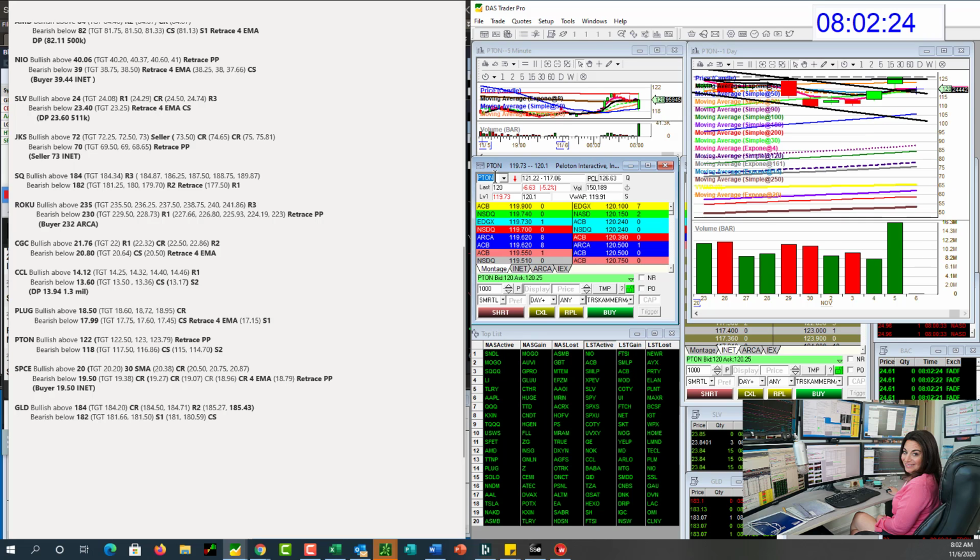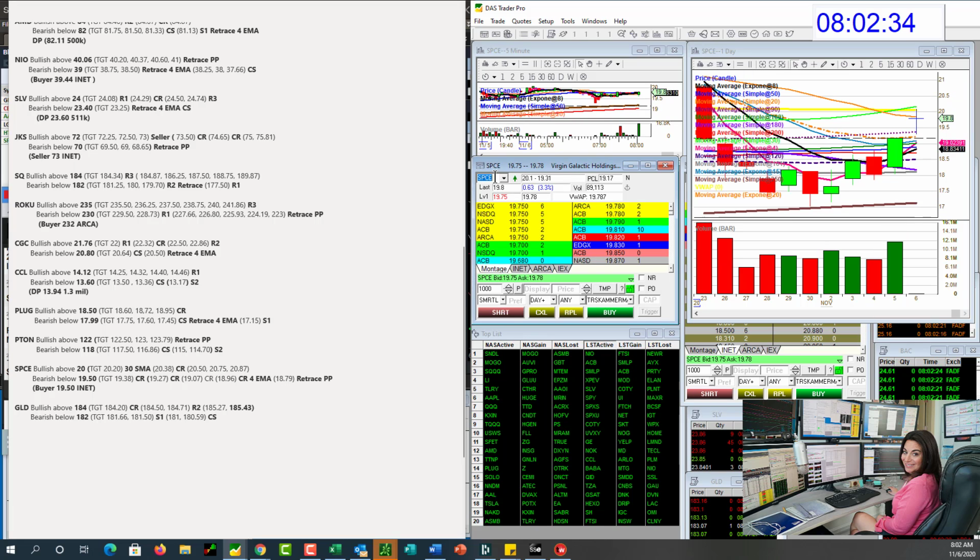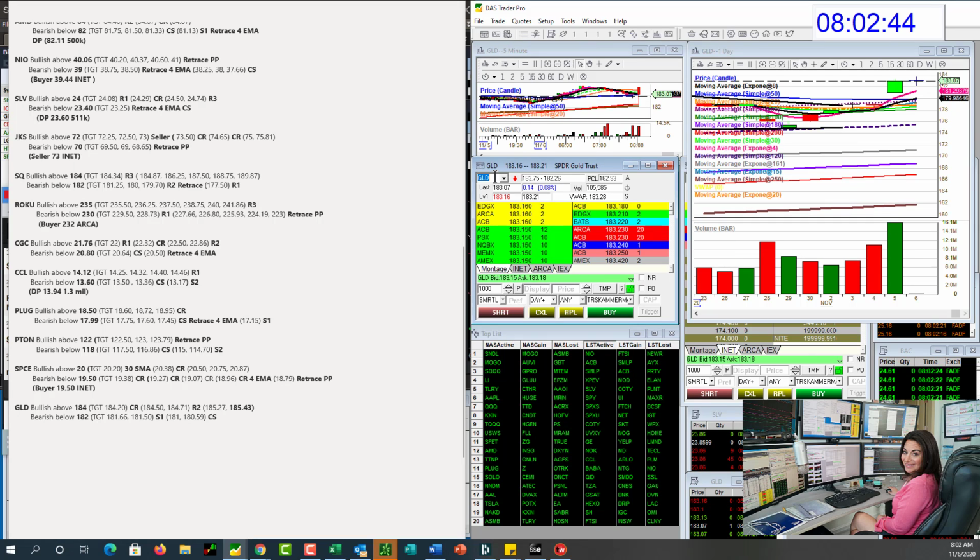Peloton, yep, not liking its earnings. Again, I'm not here to analyze them, just trade it. Bullish above 122, bear below 118. Virgin Galactic also had earnings, bullish above 20, and bear below 19.50 for a retracement trade. And gold: bullish above 184 for GLD and bear below 182.